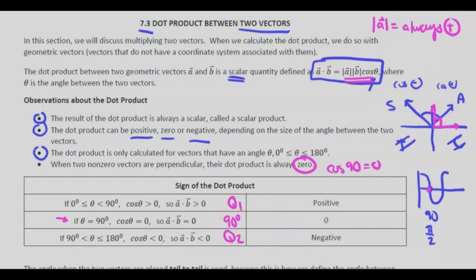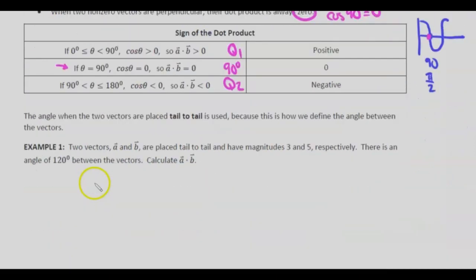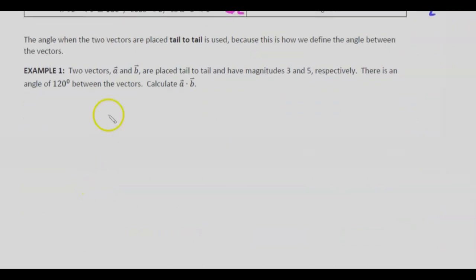The angle used is the one when the two vectors are placed tail to tail. This angle, this is our theta, because this is how we define the angle between the two vectors.